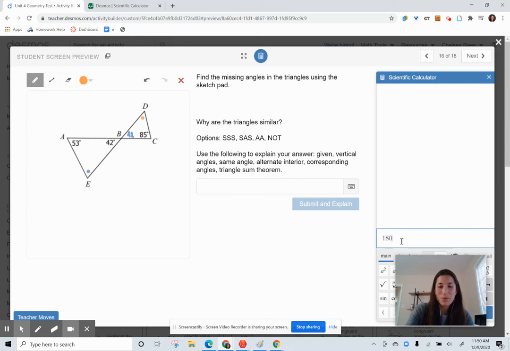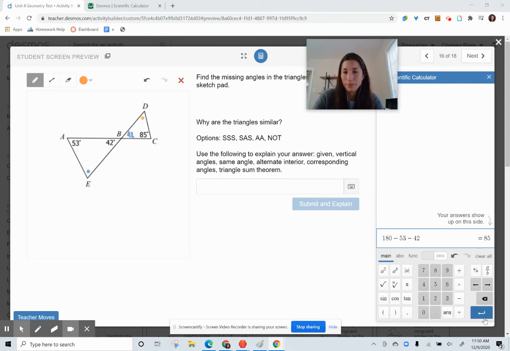180. So I'm going to take 180 and subtract 53 and subtract 42. That's going to be 85. And then I'm also going to take 180 and subtract the 42 and the 85, and that's going to be 53. So the first problem that I wrote out was going to help me find this angle here, 85. And then my second problem that I wrote out is going to help me find this angle here, 53.